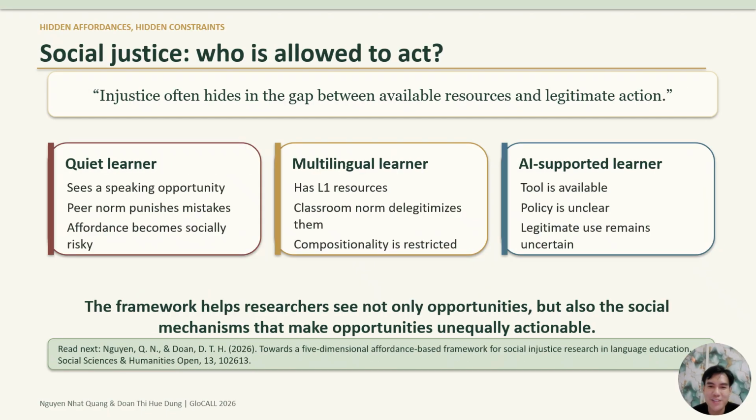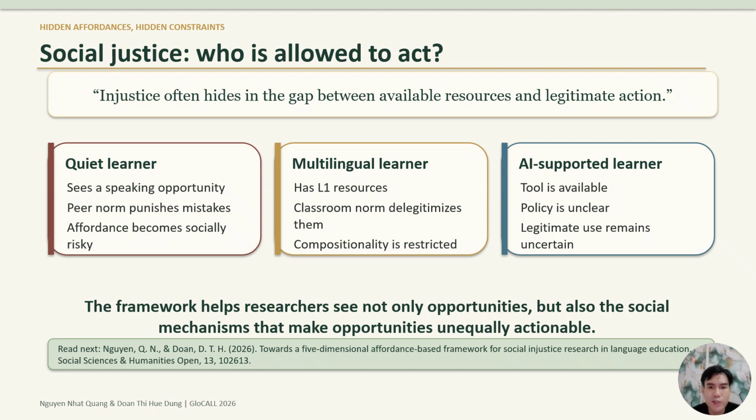What about affordance in social justice? The framework by me and Dr. Dung also helps us see the hidden inequalities. Injustice often hides in the gap between available resources and legitimate actions. Speaking opportunity may exist in the classroom, but for a quiet learner, peer norms may punish mistakes. The opportunity is there, but it is socially risky.